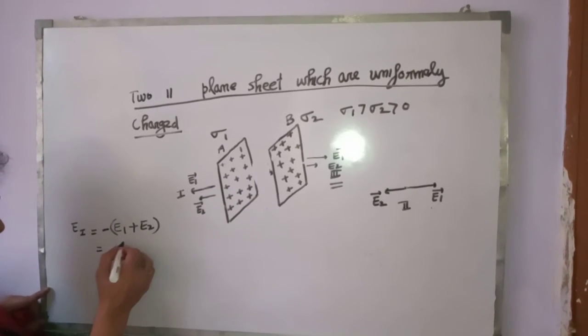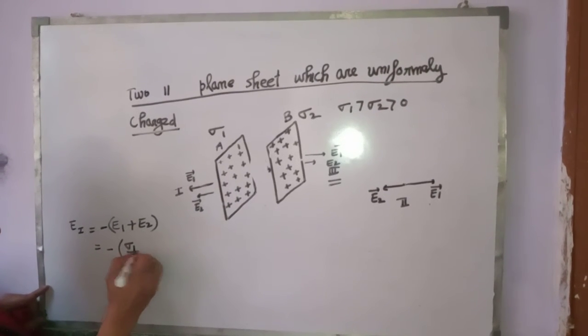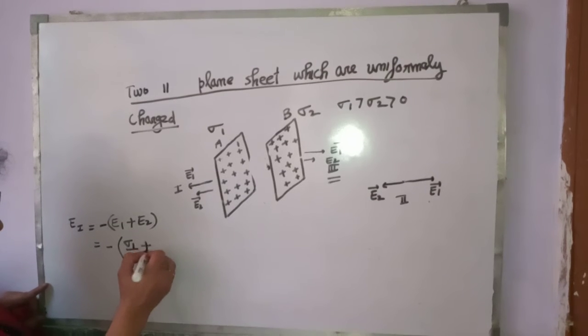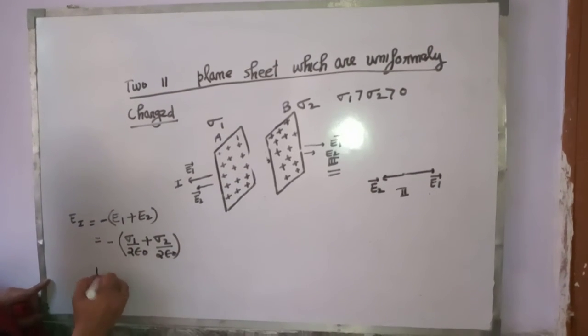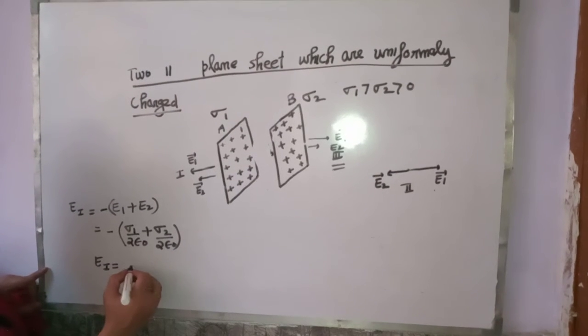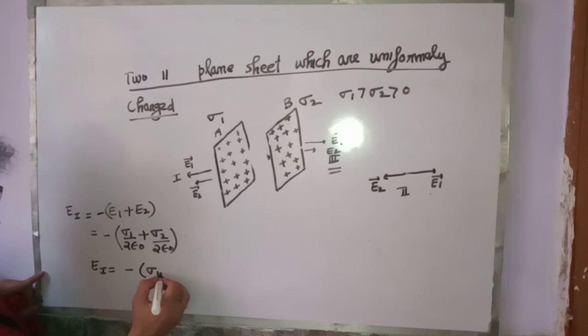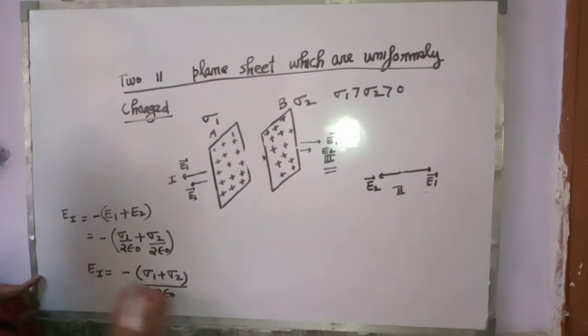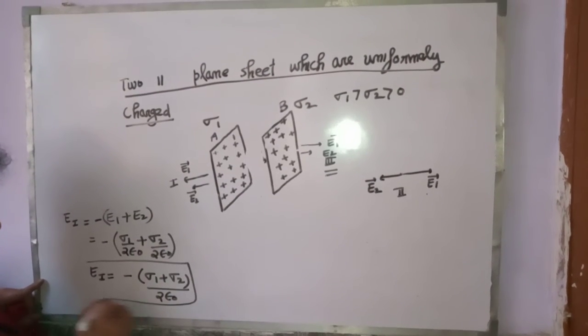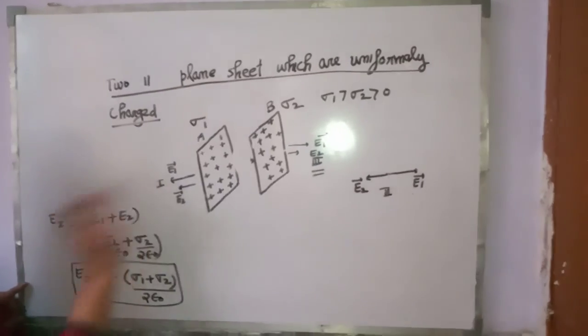That is equal to minus E1, which can be written as sigma 1 upon twice epsilon naught, and E2 can be written as sigma 2 upon twice epsilon naught. That means E first can be written as minus sigma 1 plus sigma 2 upon twice epsilon naught. This is the value of the electric field in the first region.